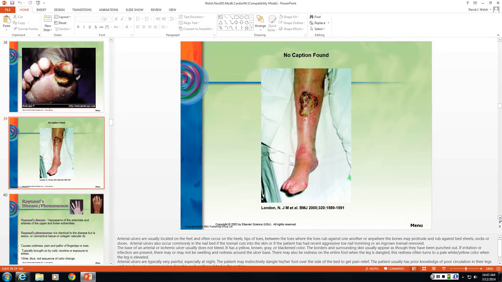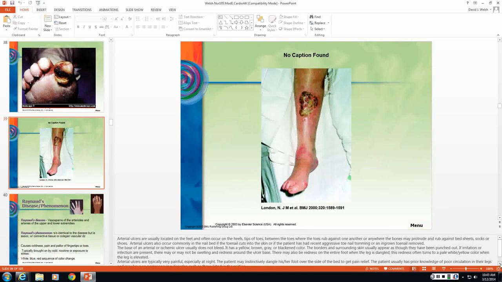Now, the base of an arterial or ischemic ulcer usually doesn't bleed. It is usually yellow, brown, gray, or blackened in color. The borders surrounding the skin usually appear as though they've been punched out. Even if irritation or infection are present, there may not be swelling or redness around the ulcer base. There may also be redness on the entire foot when the leg is dangled. This redness is often going to turn into a pale white, yellow color when the leg is elevated.